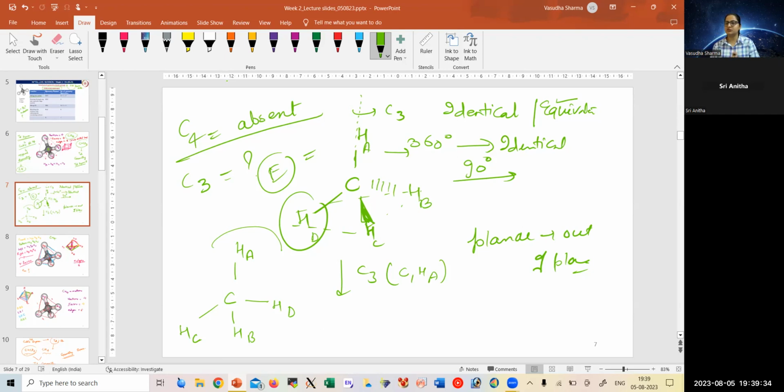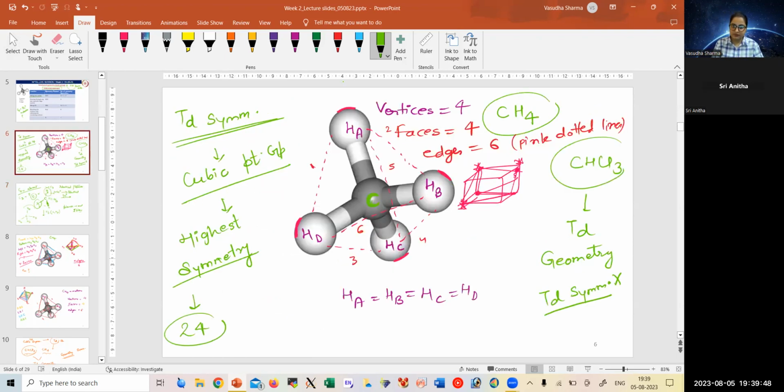We found that C4 is not present because after a 90-degree rotation, we are not getting the equivalent conformation. Then we saw that C3 is there. C3 is along what? It is passing through one vertex. That is where the vertices play a very important role. So one C3 goes through this particular vertex. It is not crossing the C, because this is a 3D molecule and you won't be able to analyze it on the 2D image, but it is not passing through HC. It is just going through HA and C. And the other 3 make a triangle, and it will give an equivalent conformation.